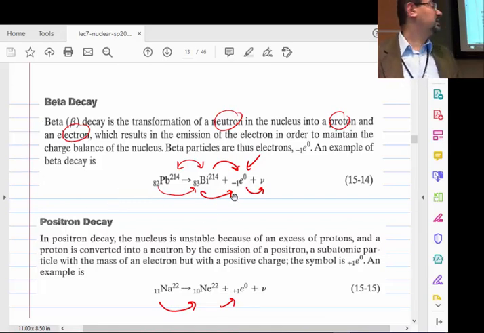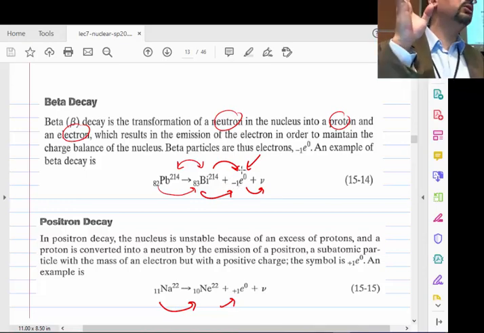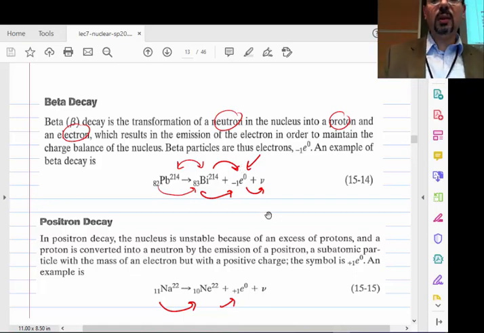Beta decay is emitting an electron, -1 and 0. That's the electron, right? 0, how is it 0? It's because the mass is almost nothing, right? And so anytime you have a beta decay, you will also get this guy, the neutrino. So 0 and 0 basically, right? And so what is going on? It's telling you that in beta decay, a neutron in the nucleus becomes a proton.